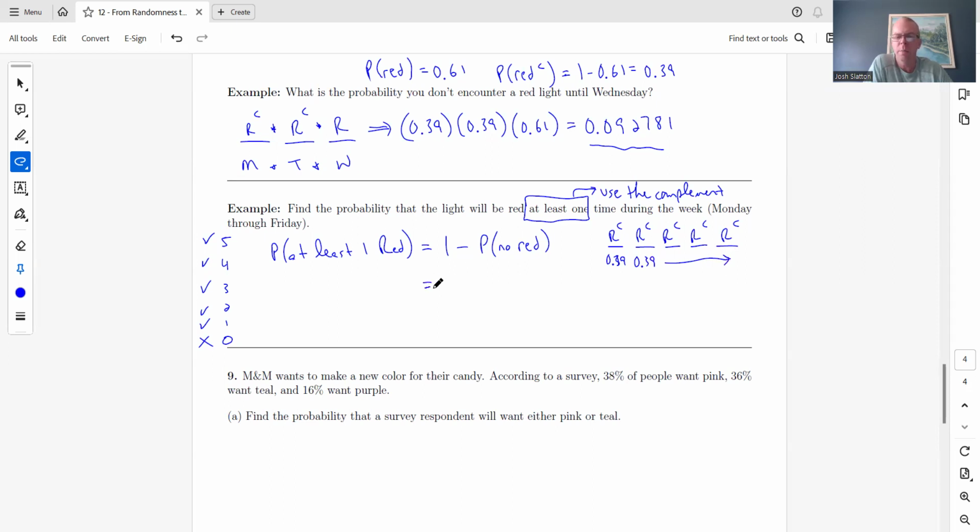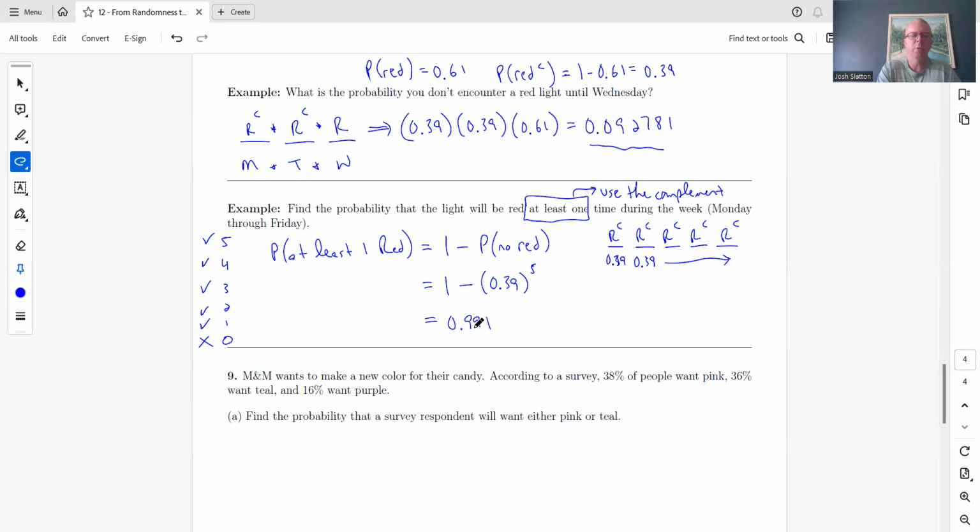So the probability of no reds would be, this is an and again, not red on Monday and not red on Tuesday, et cetera, et cetera. So this would be 0.39 times 0.39 times 0.39. So we could write 0.39 to the 5th because we have 5 days. So we put that in the calculator and we should get 0.991.